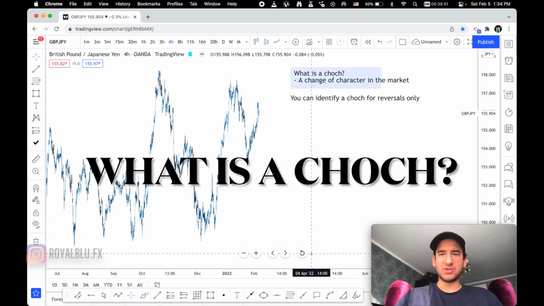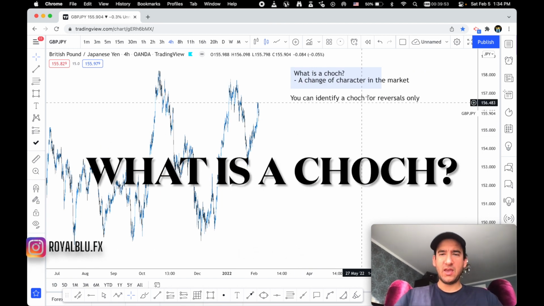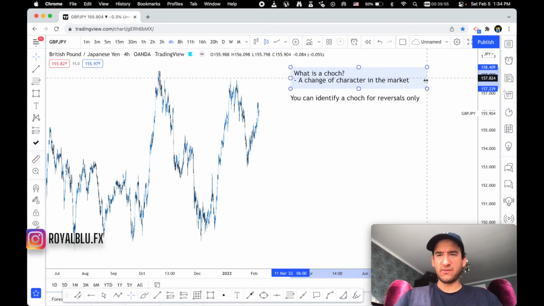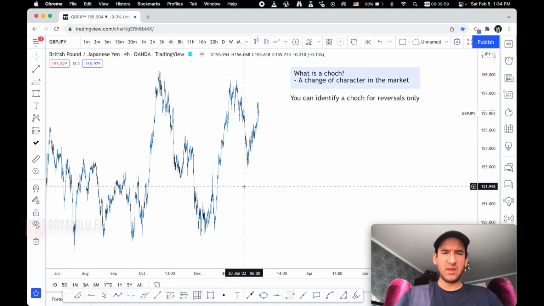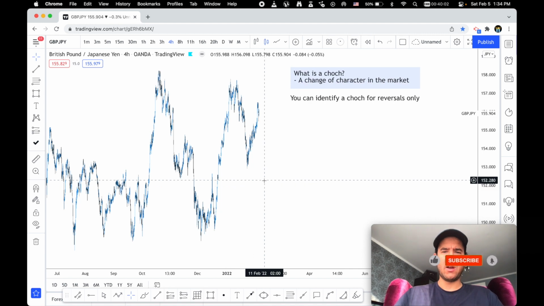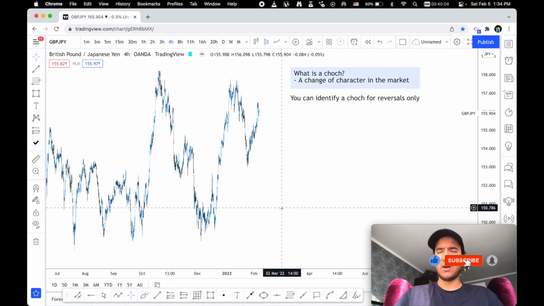A CHOCH essentially is just a change of character. And you're probably going to ask me, what is a change of character? Well, a change of character is just a fancy way of saying changing direction. It's essentially just changing direction from a downtrend to an uptrend.